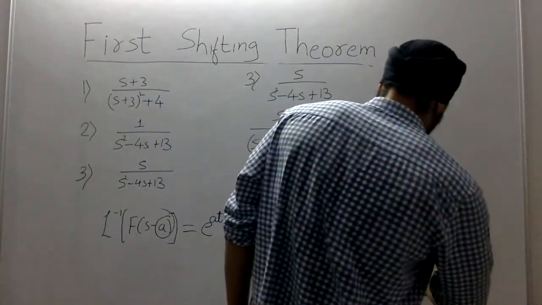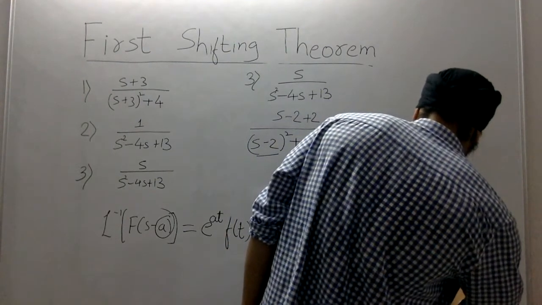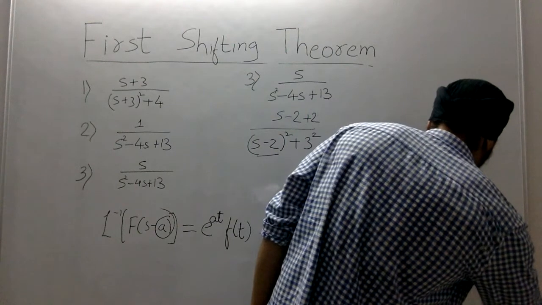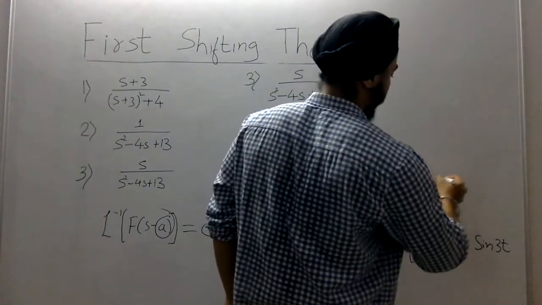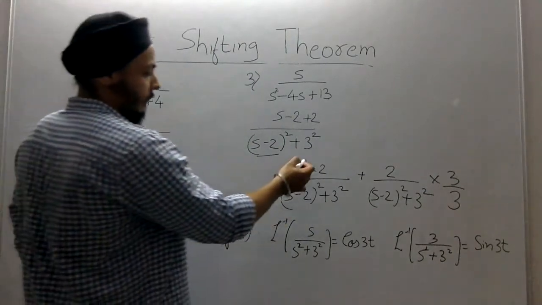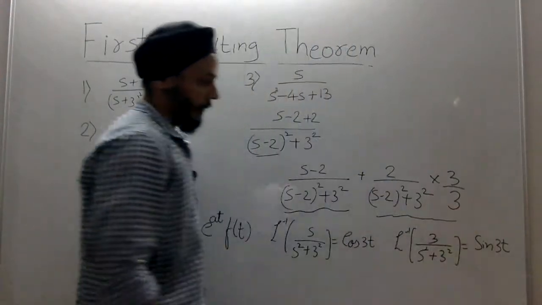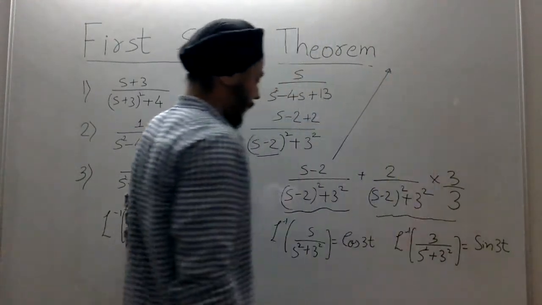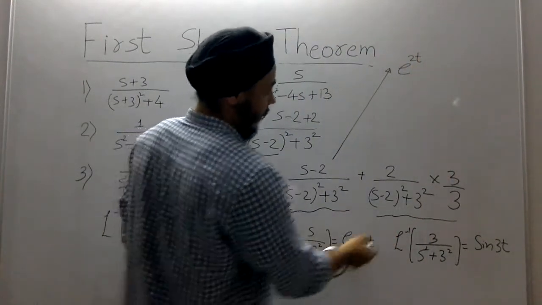and the Laplace inverse of 3 over s square plus 3 square is sin 3t. So what we are going to do is multiply and divide by 3. Hence our first function becomes the cosine function and the second function becomes the sine function. So for the first function, the transformation will be e to the power 2t cos 3t.